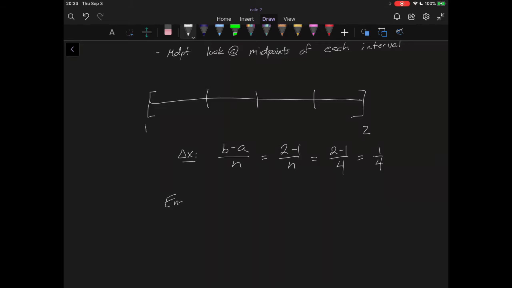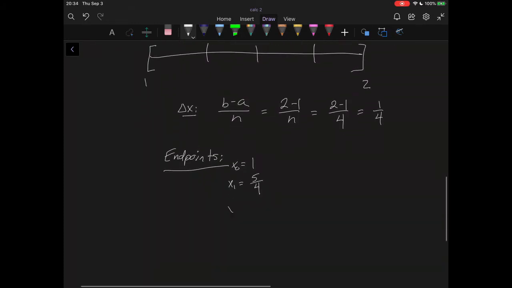So our endpoints for each interval are going to be 1, which is x0. x1 is going to be 1 plus a fourth. x2 is going to be 5/4 plus a fourth, so 6/4. x3 is going to be 7/4, and x4, which is our right endpoint, should be 2, and it is. So let's just write it as 8/4, and let's rewrite x0 as 4/4.